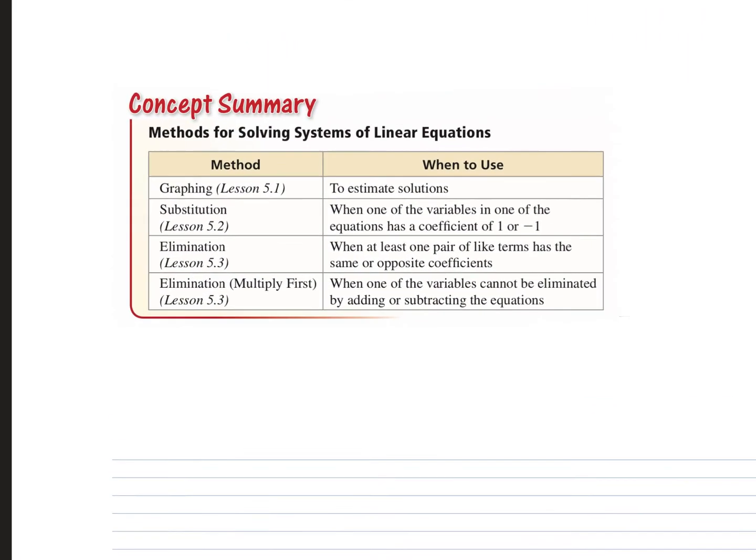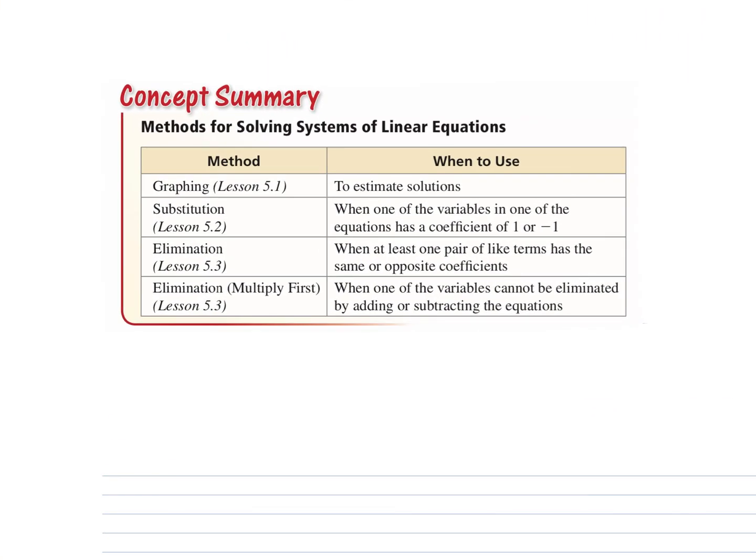All right, the last page just talks about when to use each type. We are not graphing yet, so you don't have to worry about that one. So you would want to use substitution when one of the variables in one of the equations has a coefficient of 1 or -1. So if it was just x equals or y equals, substitution may be the better option to use. Or you could use elimination when at least one pair of like terms has the same or opposite coefficients. And remember, even if it doesn't have the same or opposite coefficients, we could always multiply to make them the same.